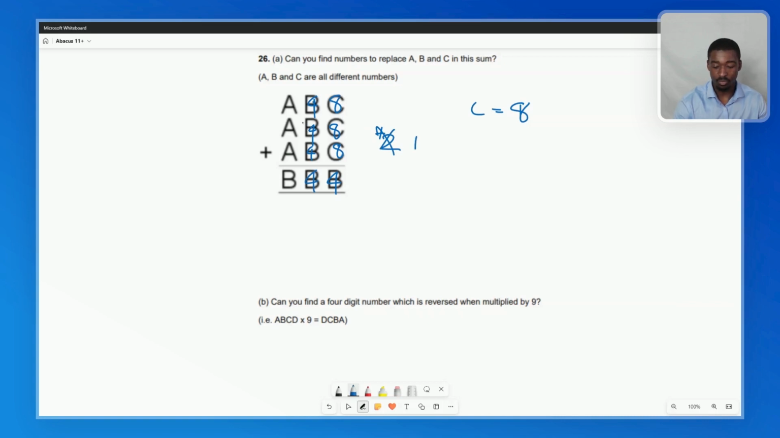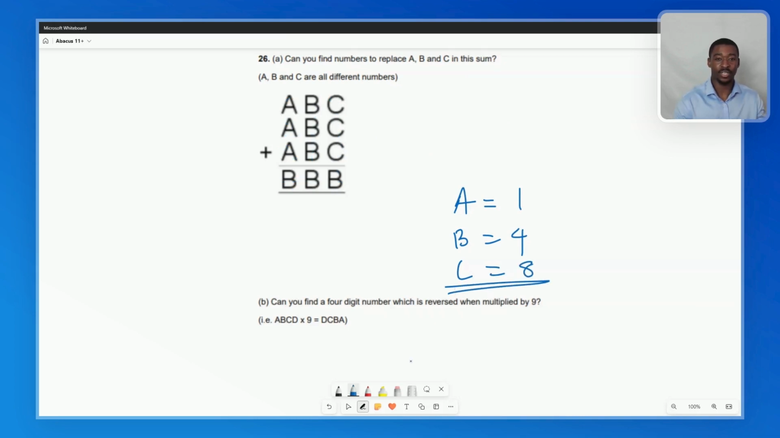And then we have A plus A plus A equals B. Now, if B is 4, A would have to equal 1. We have 1 plus 1 plus 1, which is 3. Add the 1 we carried over, which gives us 4. So it's a bit of trial and error. But here we can work out that A has to equal 1, B equals 4, and C equals 8. So 1, 4, 8. Here's our answer.